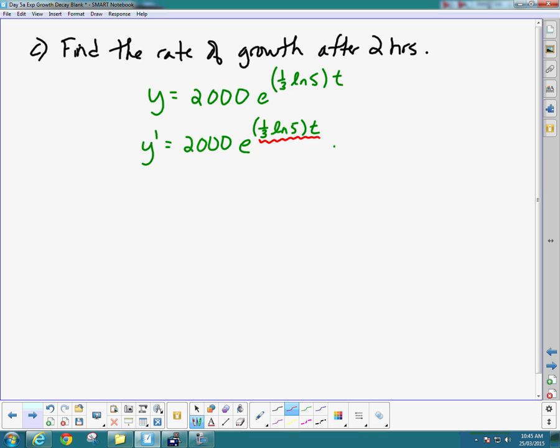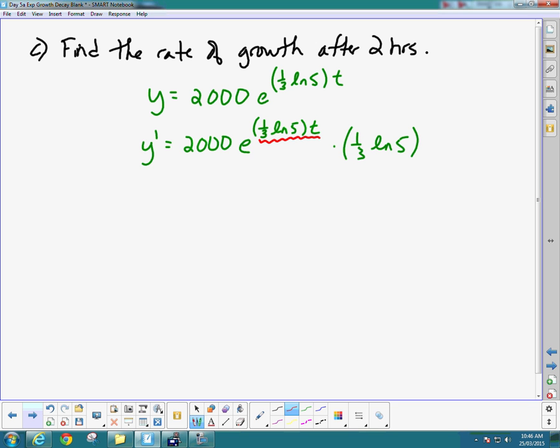It's not quite 6t or 7t. If it was 7t, the derivative would be 7. But it's not 7, it's another number. It's 1/3 ln 5t. So the derivative of 7t is 7, so the derivative of 1/3 ln 5t is 1/3 ln 5. So that is the function that describes how fast the bacteria is growing.